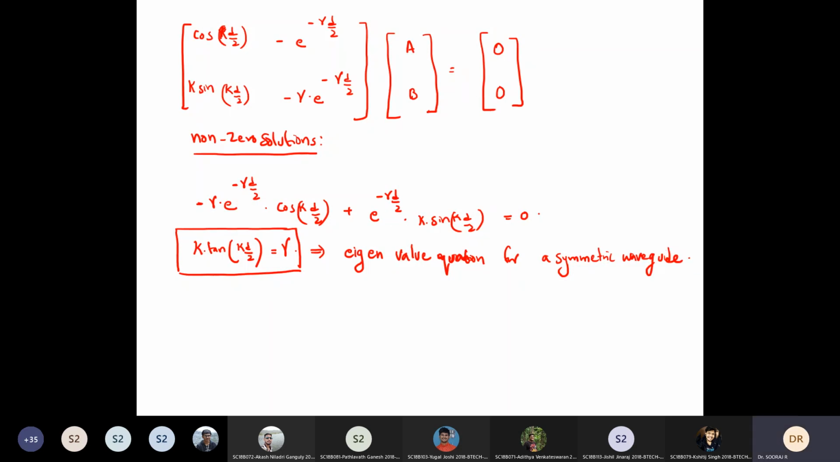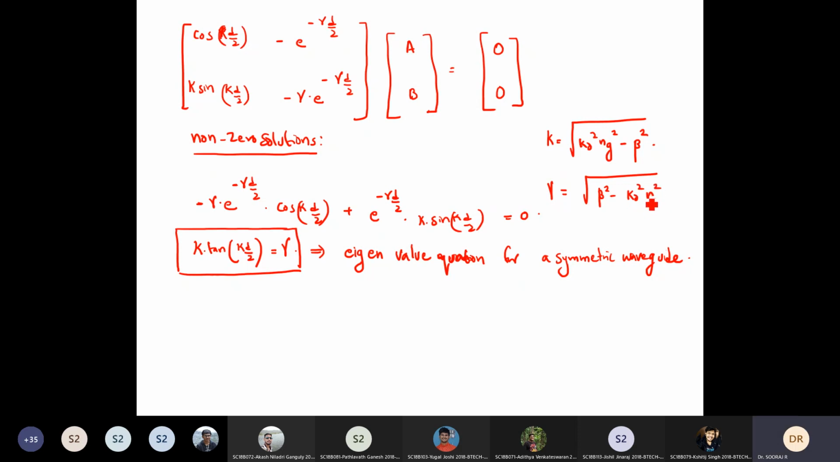So this is the eigenvalue equation for the symmetric waveguide. If you recall, kappa is given by the root of k naught square ng square minus beta square, and gamma is the root of beta square minus k naught square n square.